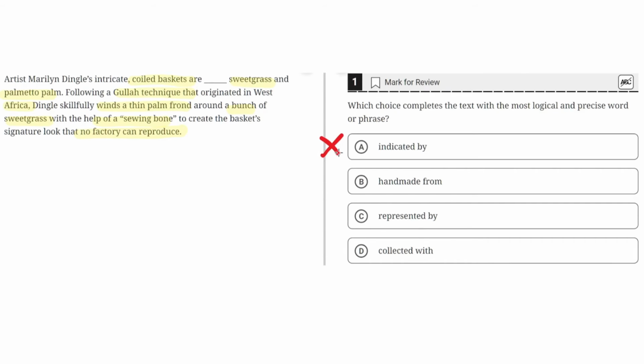So A is incorrect. B, handmade from. This seems to be correct because the second sentence shows that Dingle creates these coiled baskets herself, and she uses sweet grass and palmetto palm. So B seems to be the correct answer.